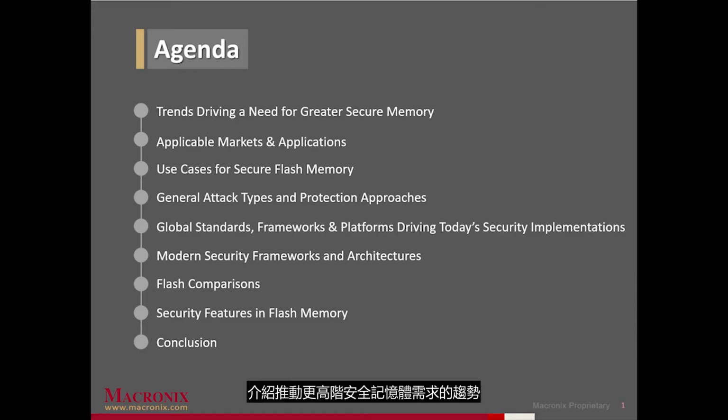I'll cover trends driving a need for greater secure memory, applicable markets and applications, use cases for secure flash memory, as well as general attack types and protection approaches. I'll talk about global standards, frameworks, and platforms driving today's security implementations, as well as modern security frameworks and architectures. We'll talk about flash comparisons and go into details on secure features in flash memory.